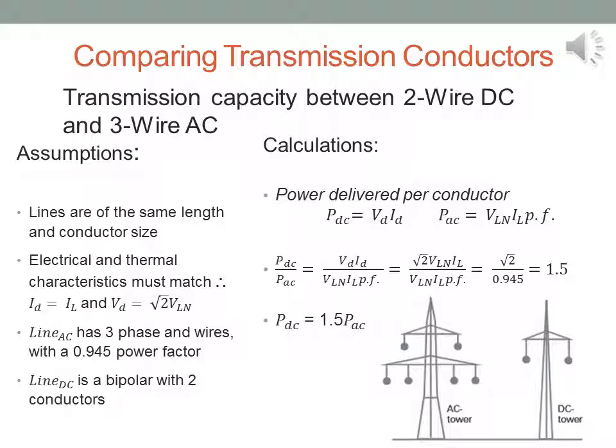Taking the ratio of the DC power over the AC power, we can cancel out the voltages and currents, leaving root 2 over the power factor. This equals 1.5. So 1.5 times the power in an AC conductor can be delivered in one DC conductor. DC only needs 2 conductors rather than AC's 3 to deliver the same power, thus requiring only 2/3 as many insulators. This also reduces the size of towers, bringing the cost of DC 33% less than AC in transmission for the same capacity.